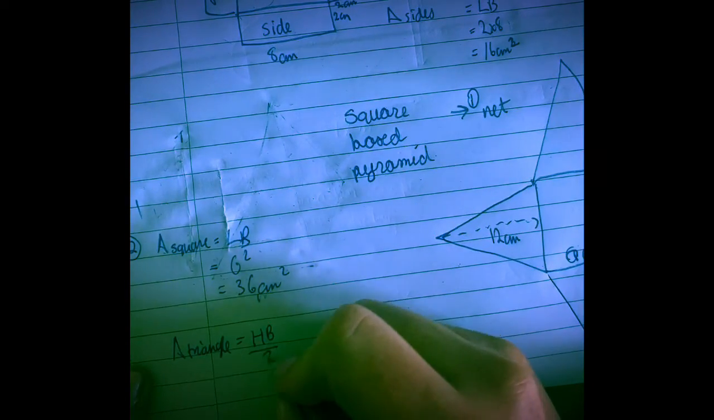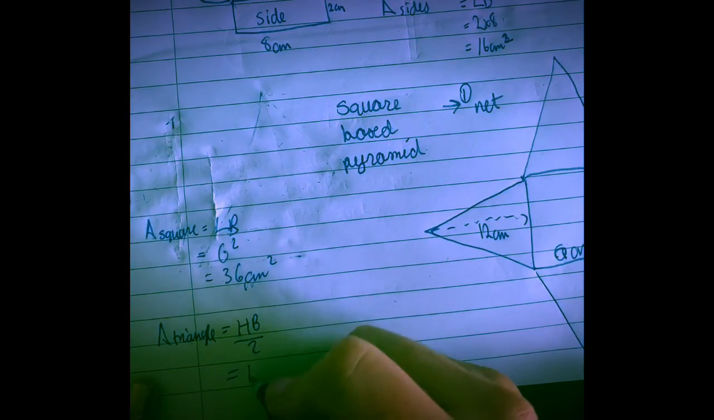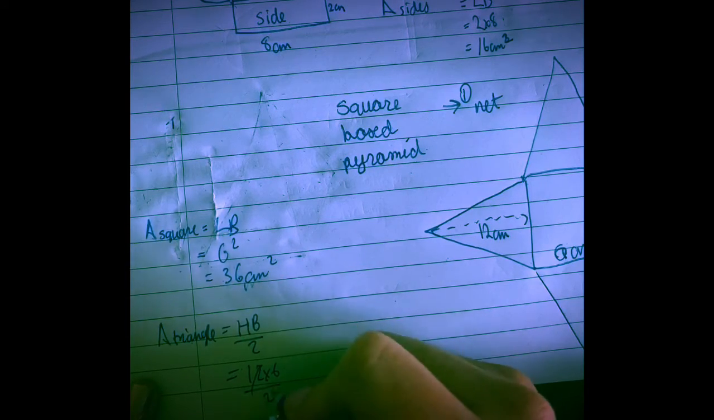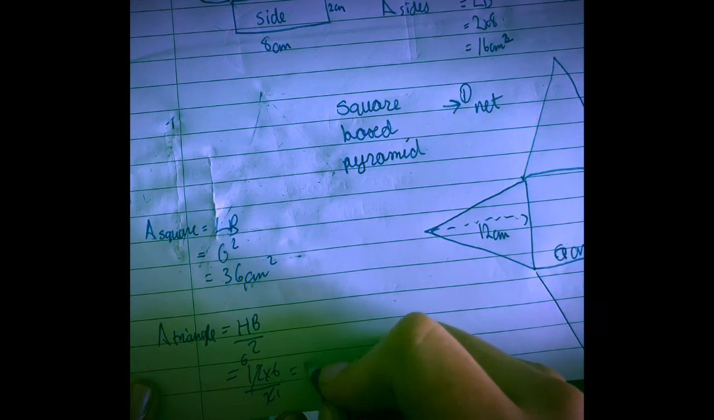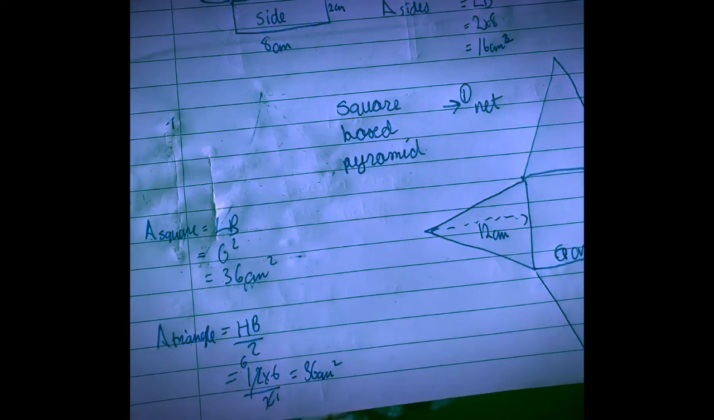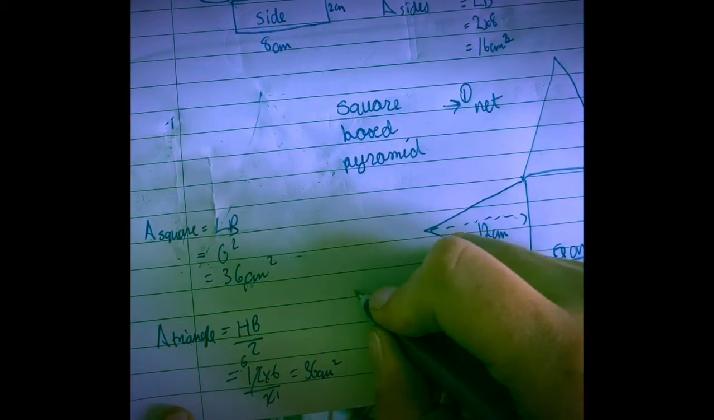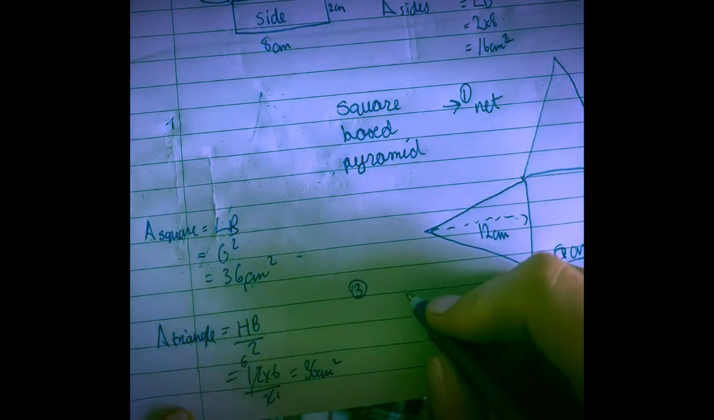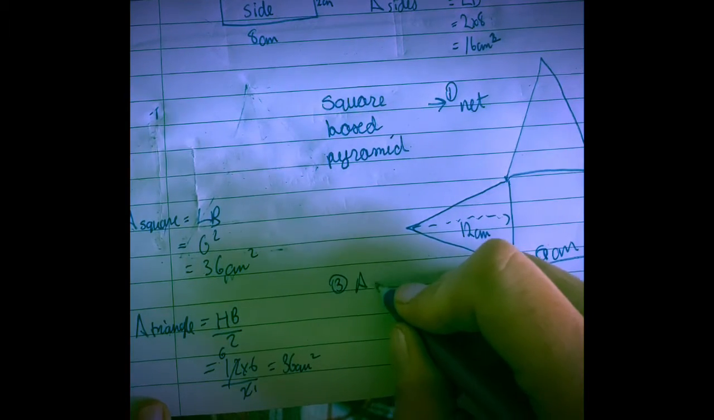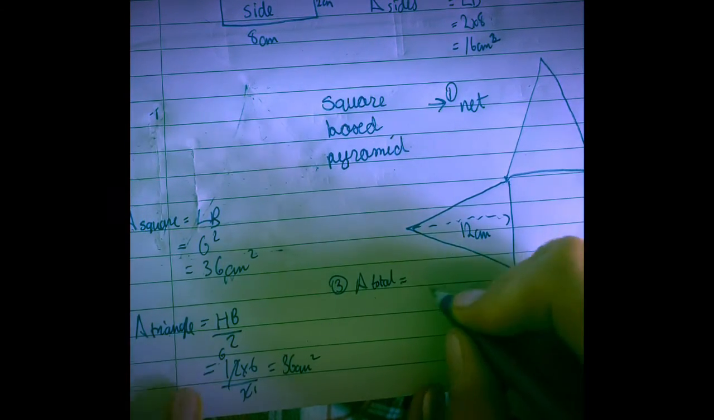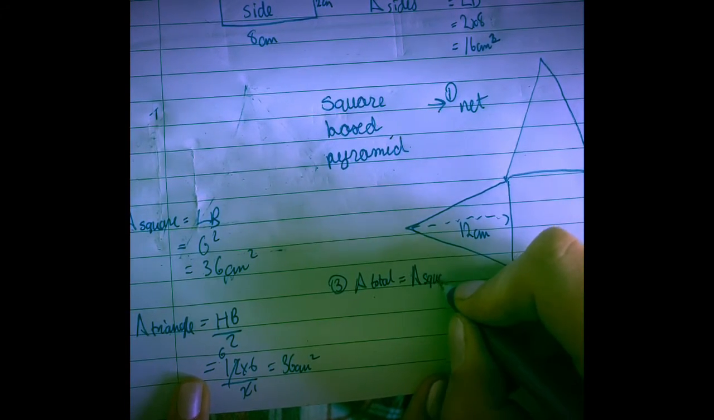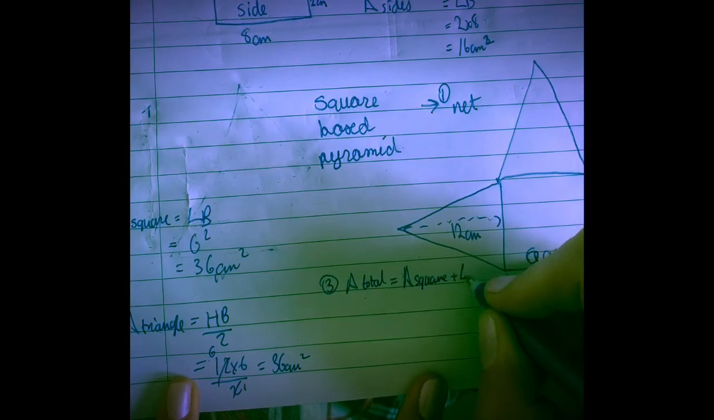With the area of the triangle, formula HB over 2, sub values in, get a solution, which is also 36 centimetres squared. Final thing is to write your strategy and complete. Strategy in this case is the area of the square plus 4 lots of the area of the triangle. Once you've done that, you sub your values in and you get a final answer of 180 centimetres squared.